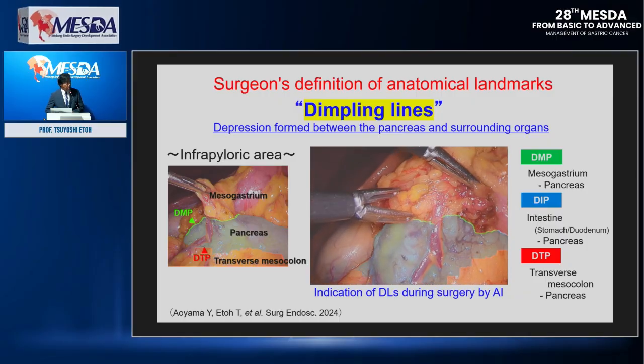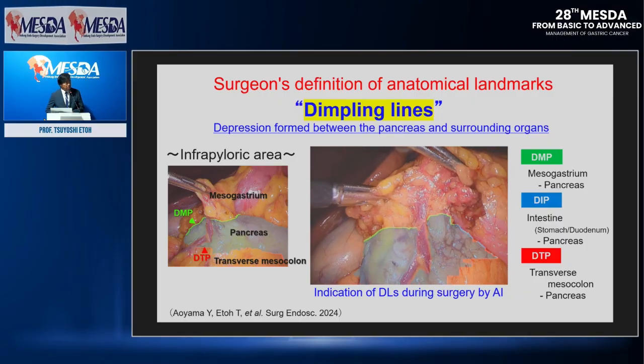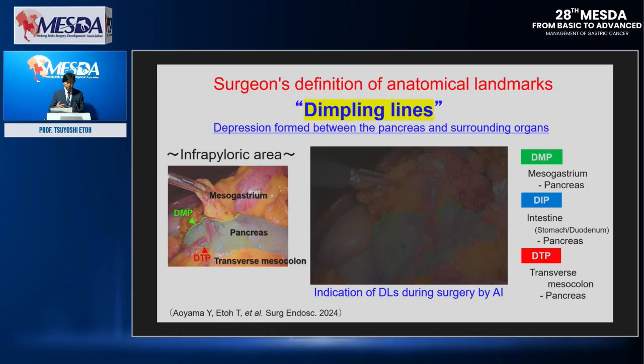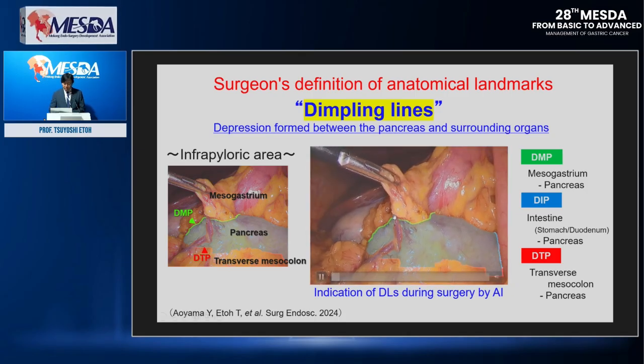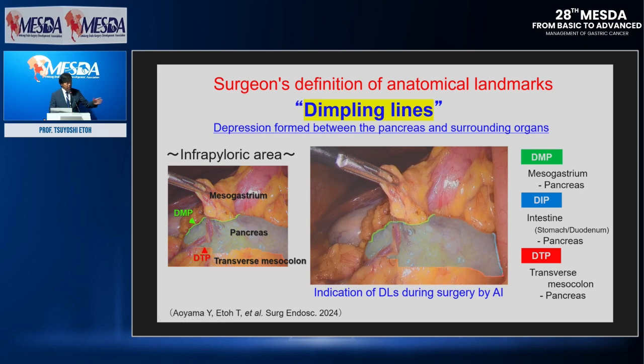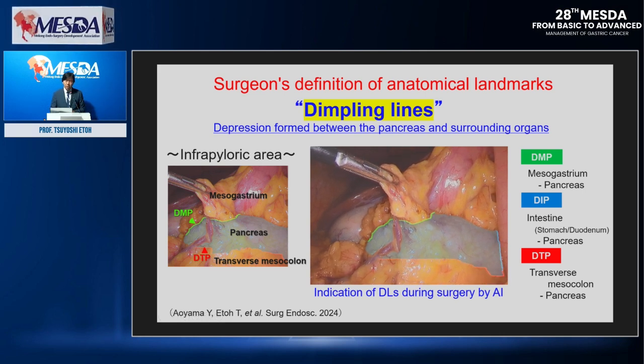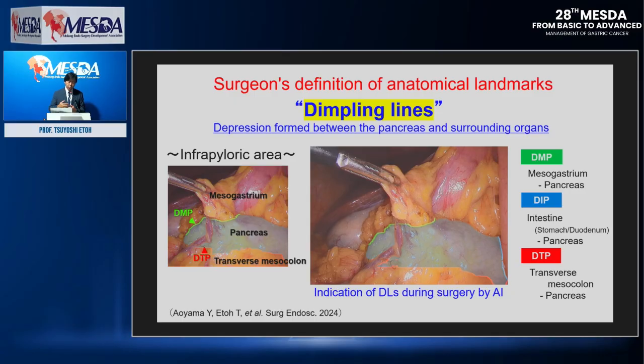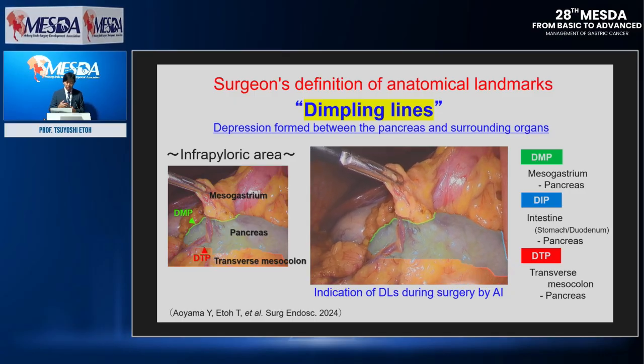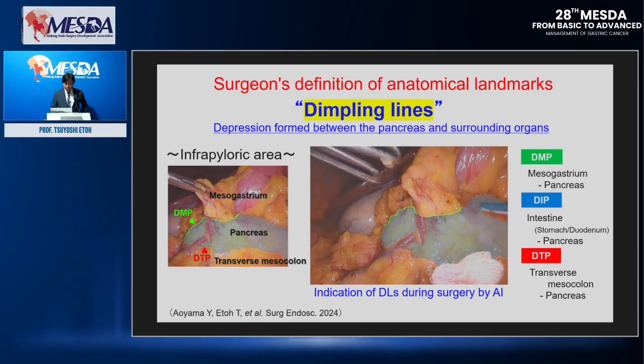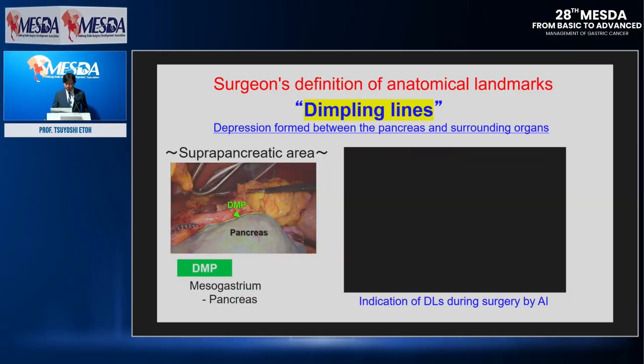And the red line is formed between the pancreas and the transverse mesocolon. And the blue line is not indicated in this video. Blue lines are the dimpling lines between the pancreas and the duodenum. This is a dimpling line in the infrapyloric area. Next, this is the suprapancreatic area. In this area, it's very simple.